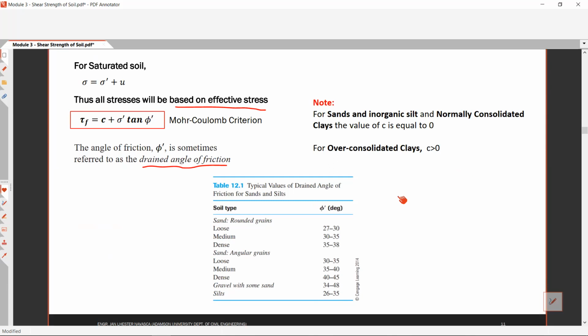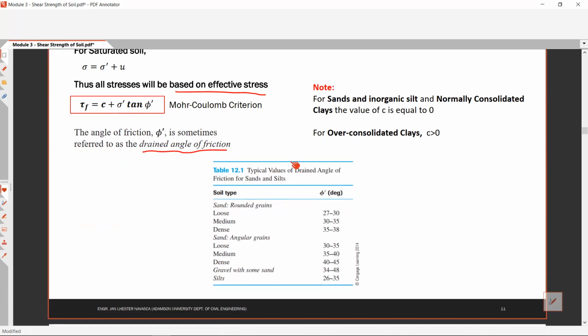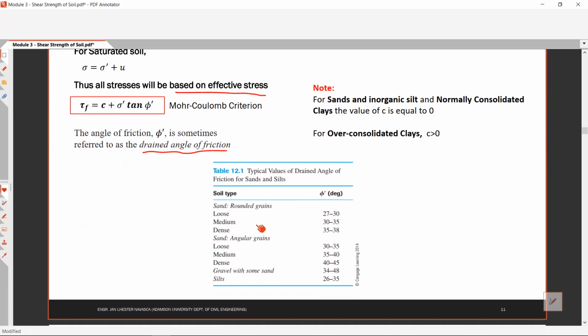Okay, sorry. That is for over-consolidated clays. Then we have also the typical values of drained angle of friction for sands and silts. This table shows different values of drained angle of friction. For sand with rounded grains, for loose we have 27 to 30, for medium 30 to 35, for dense 35 to 38. And for sand with angular grains, we have 30 to 35 for loose, 35 to 40 for medium, and 40 to 45 for dense.